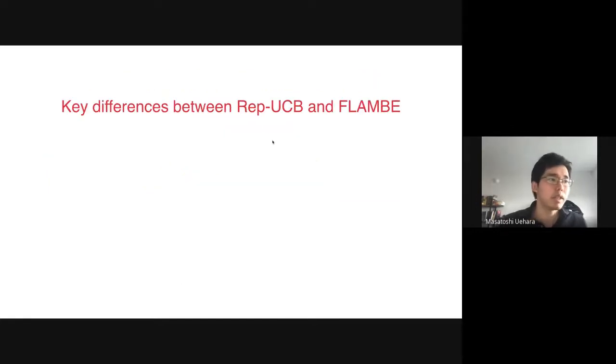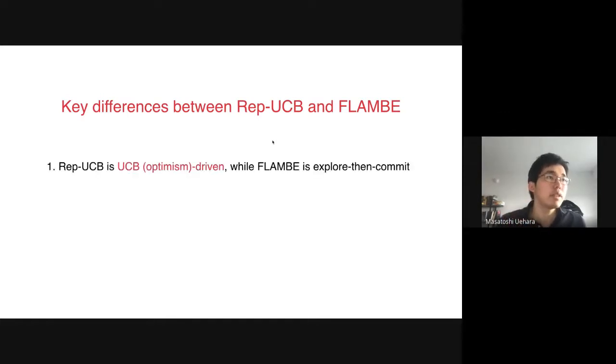Okay. Before diving into the proof, let's see the key challenges at a higher level. The first thing I want to emphasize is that our algorithm is really different from prior work. LepUCB is UCB driven, but the prior work is an explore-and-commit style algorithm. That's why the sample complexity is much better in LepUCB. The prior work basically performs reward-free learning, and then does planning after finishing reward-free learning. So in that sense, it is explore and commit.